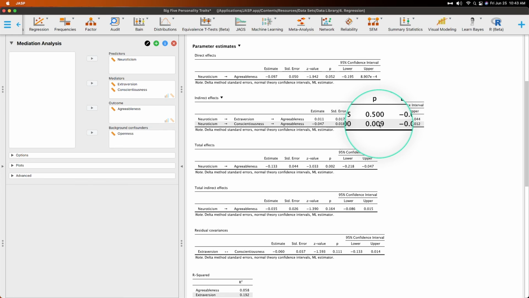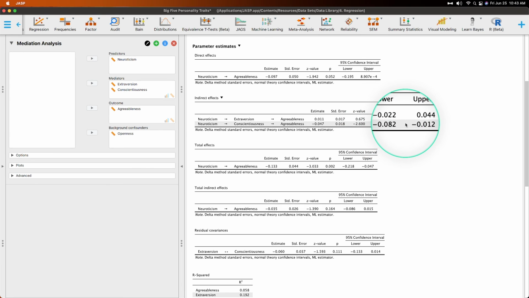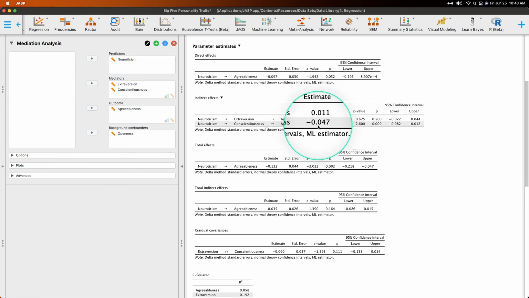Conscientiousness still significant, 0.009. Confidence interval does not include 0. The estimate is smaller, negative 0.05, negative 0.047. Still changes the variance between neuroticism and conscientiousness. Still changes it. Not as much as before, because openness changed how conscientiousness was working from neuroticism to agreeableness, which makes some sense. All of this hopefully makes some intuitive sense.